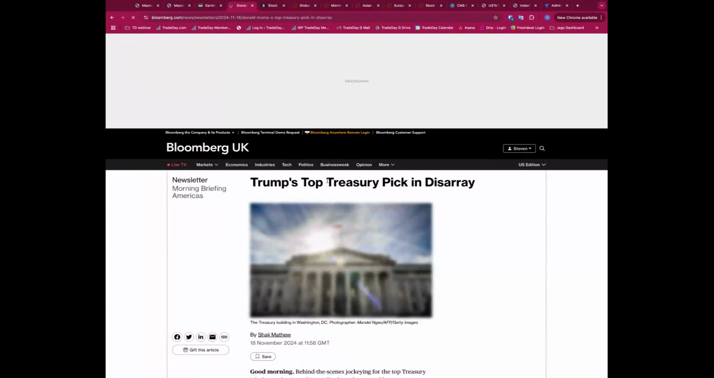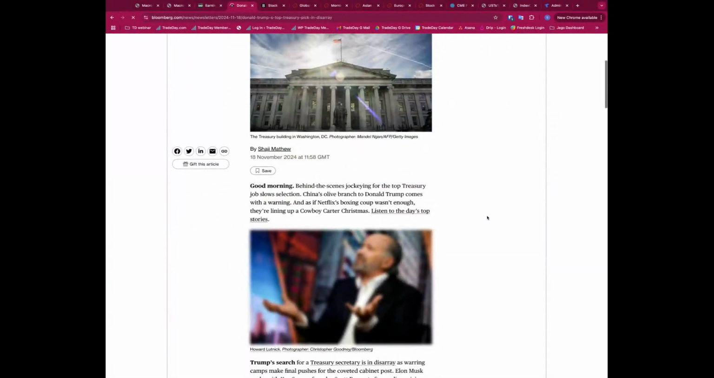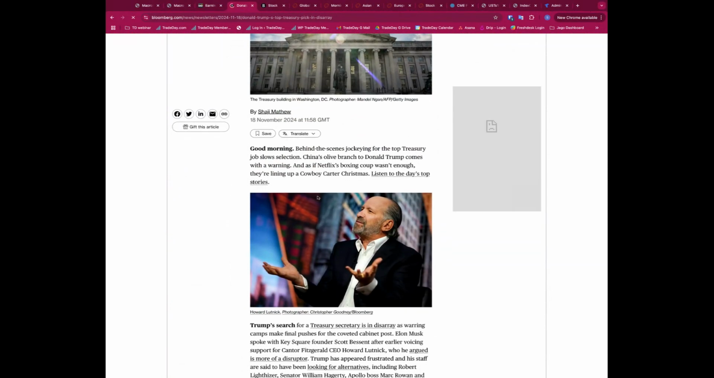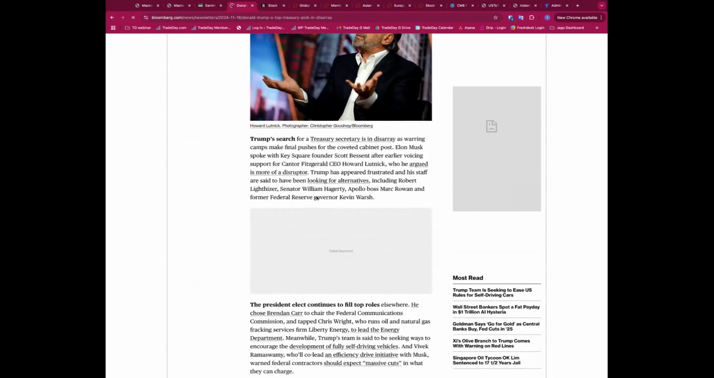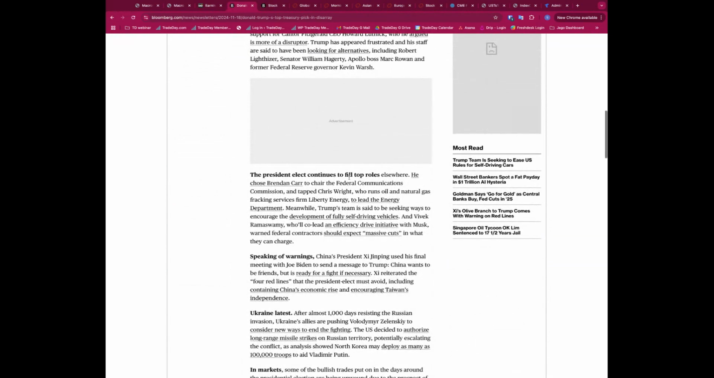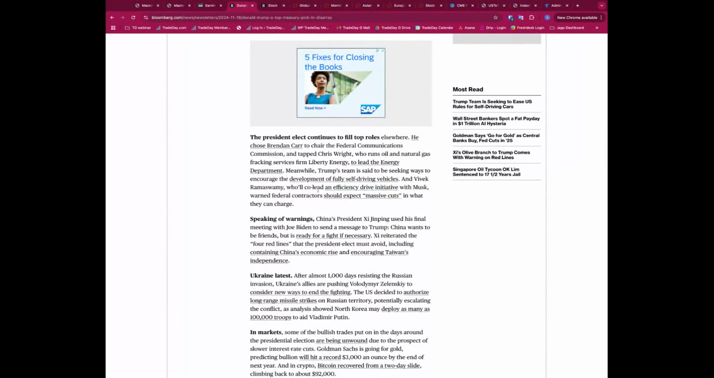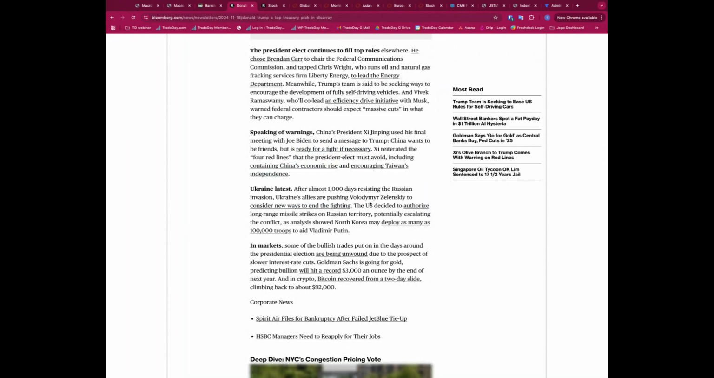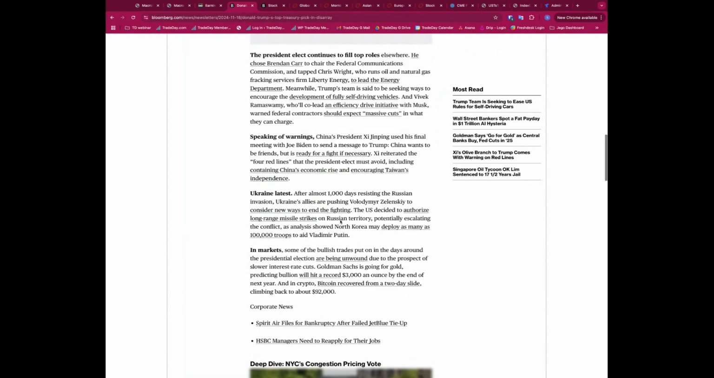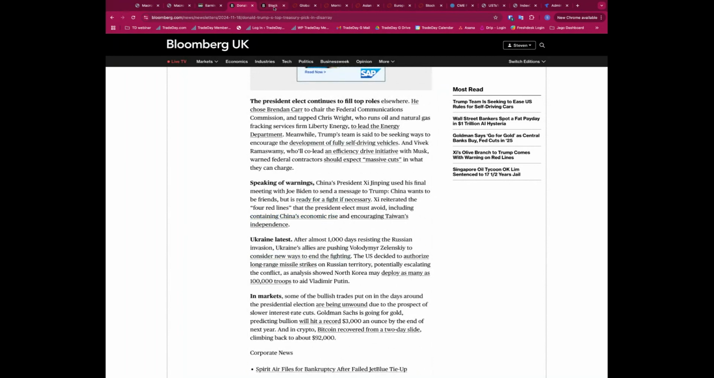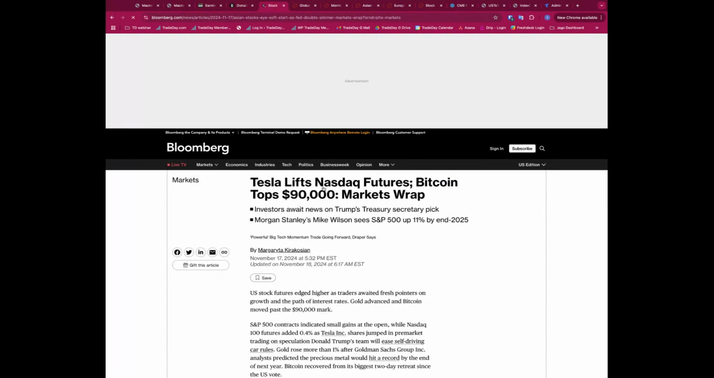Let's turn our attention to the morning briefing out of Bloomberg. Jockeying for the top Treasury jobs, slow selection in the US. Treasury Secretary in disarray. President-elect continues to field top role. So all politics in here, but nothing really concrete is going to impact markets right here, right now. We did get the okay given from Biden to authorize long-range missile strikes into Russian territory, potentially escalating the conflict. This is something we need to watch out for, developments from that, and whether Putin says anything on the back of that.